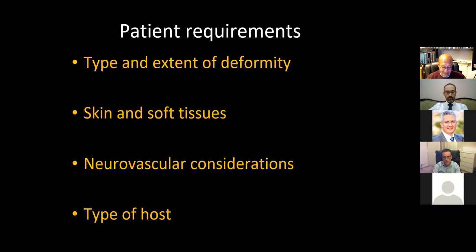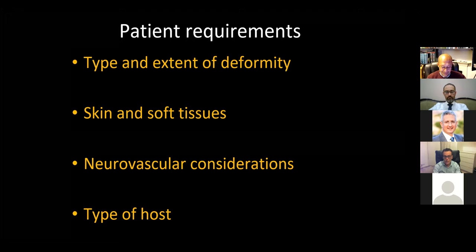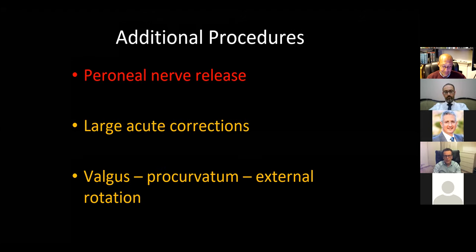Now, in terms of patient requirements, we have heard most of this before on the talk on acute correction, the limitations. So we have to take into account the type and extent of the deformity. We need to know whether there are any soft tissue problems, if there's extensive scarring from previous injuries or surgery, that could preclude the patient being suitable for an acute correction. Certainly neurovascular considerations, particularly the common peroneal nerve. Certainly the type of host will matter. So if you have a vasculopathic patient, an acute correction may not be appropriate. What can be a solution?